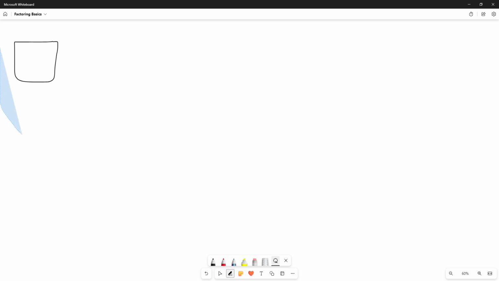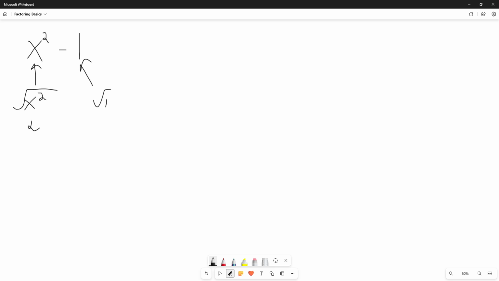Okay, now let's move on to another question. Now this is another term. This is called difference of squares. x squared minus 1. Now there's a trick for doing these type of polynomials that have perfect squares. It's called difference of squares. And okay, so we know that the square root of x squared is x, and the square root of 1 is 1.